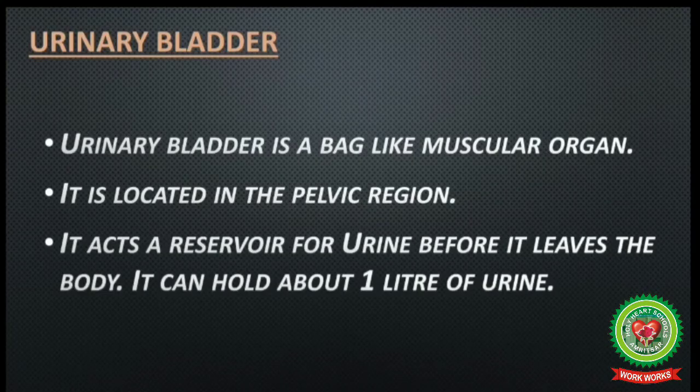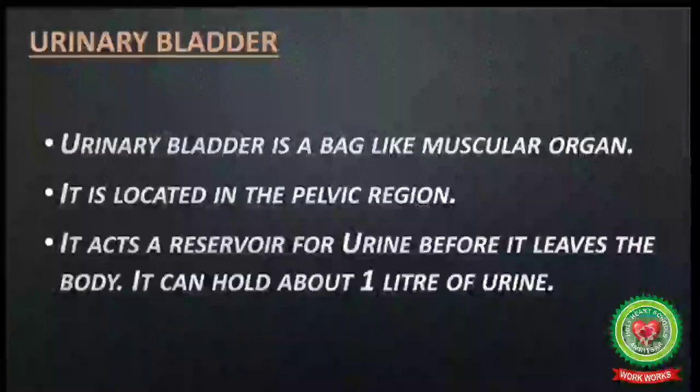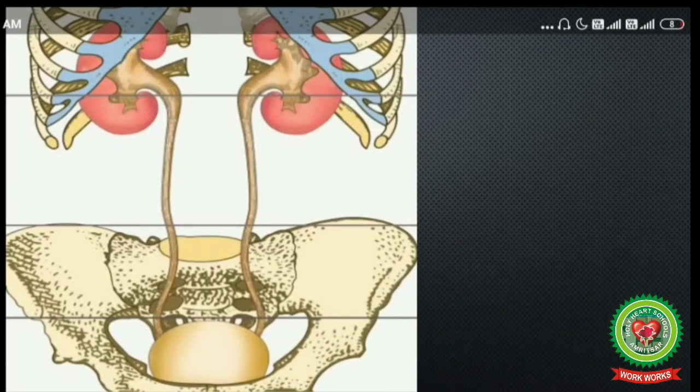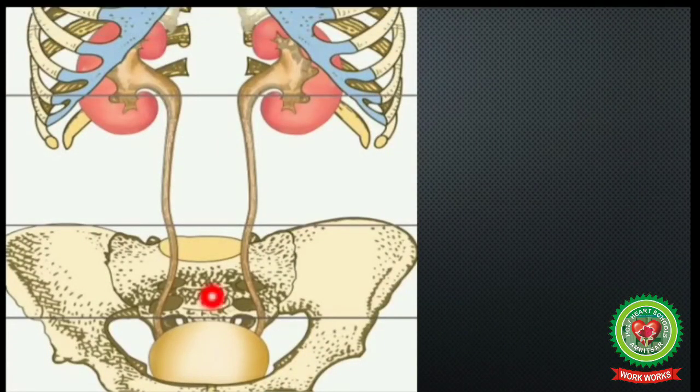Now next we are going to talk about urinary bladder. Urinary bladder is a bag-like muscular organ. It is located in the pelvic region. It acts as a reservoir for urine before it leaves the body, and it can hold about 1 liter of urine.